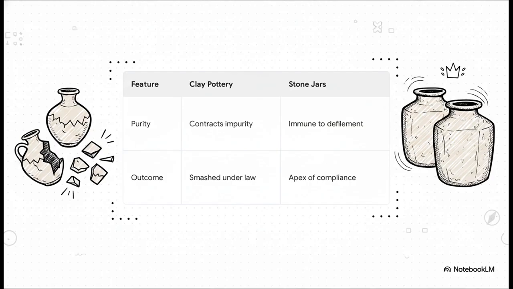You have common clay pottery on one side and Levitical stone jars on the other. Unlike common clay, which easily contracted ritual impurity and had to be violently smashed under Levitical law, first-century rabbinic consensus classified stone as entirely immune to ritual defilement. The presence of these massive stone jars demonstrates that this specific household was strictly compliant with the rigid purity boundaries of Old Covenant Judaism. They represent the absolute apex of the Old Covenant system.